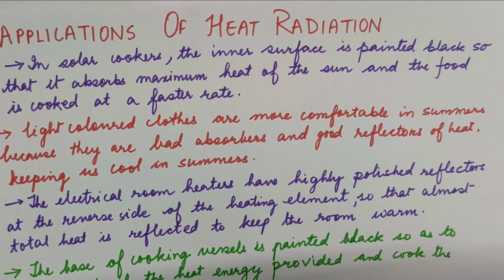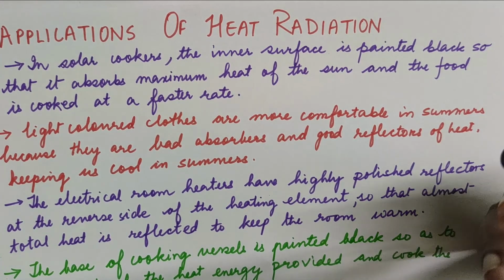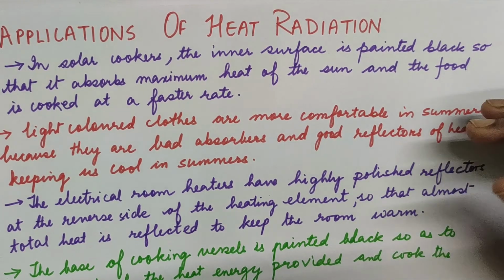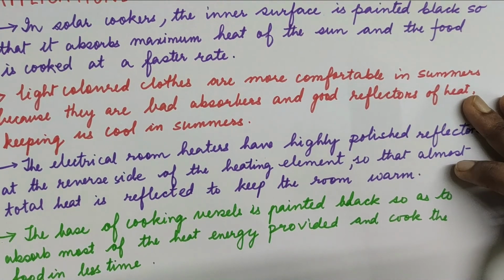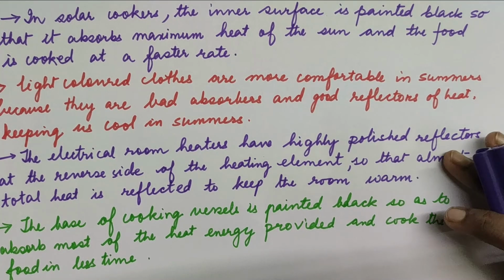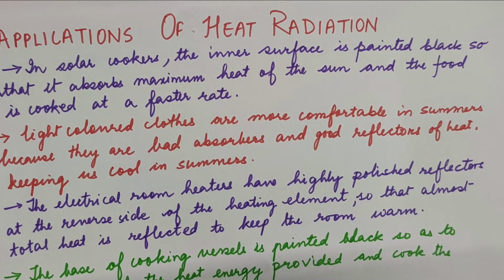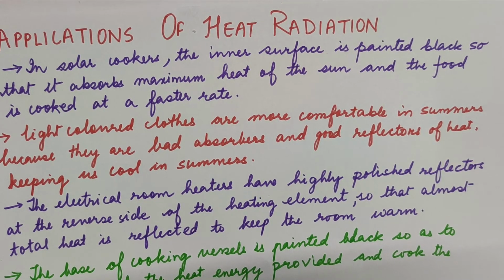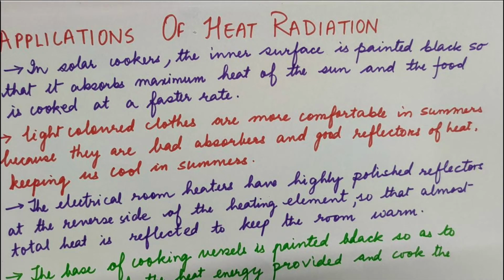In electrical room heaters, you might have seen polished reflectors at the reverse side of the heating element so that the heat is reflected to keep the room warm. Also, the base of cooking vessels is generally painted black to absorb most of the heat energy so that they can cook faster. You might have seen buildings painted with white color absorb less heat and remain cooler compared to those with dark color shades. Even in a car, the engine cooling radiators are painted black so that the heat of the engine is quickly radiated off.